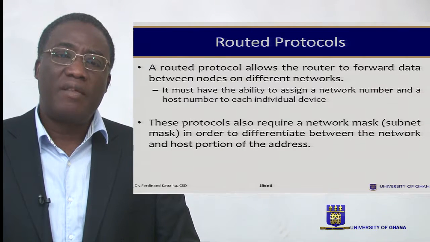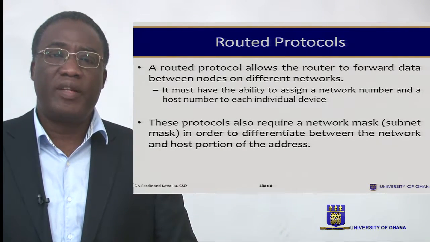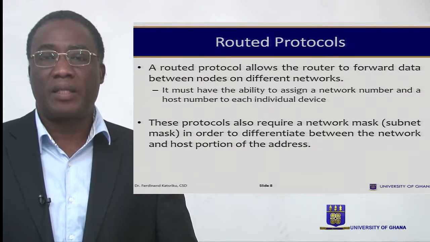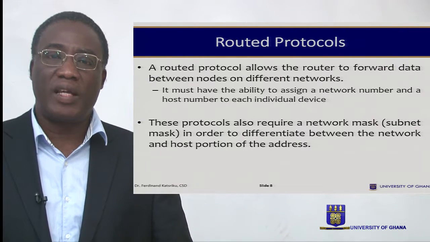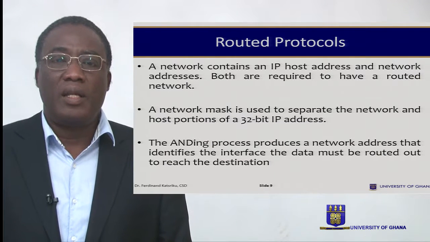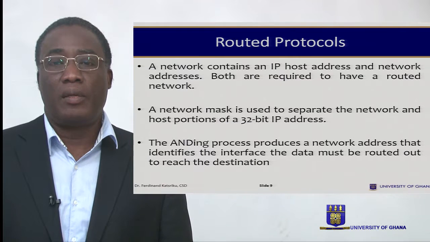Routed protocols. A routed protocol allows a router to forward data between nodes on different networks. It must have the ability to assign a network number and a host number to each individual device. These protocols also require a network mask or subnet mask in order to differentiate between the network and the host portion of the address. A network contains an IP host address and a network address. Both are required to have a routed network.